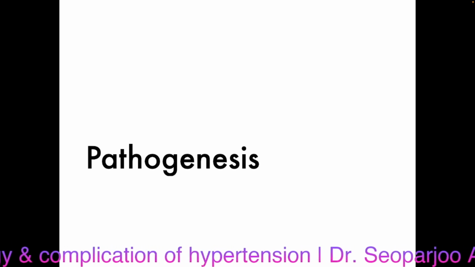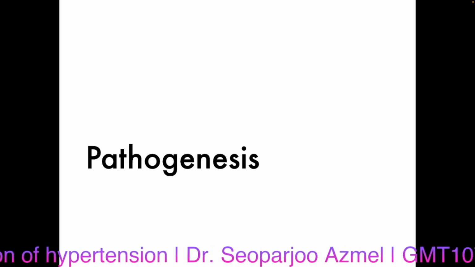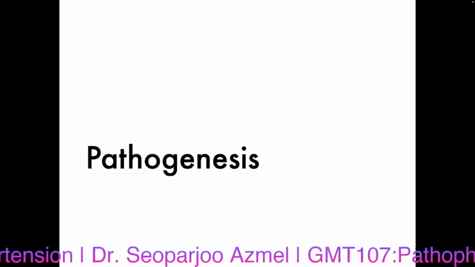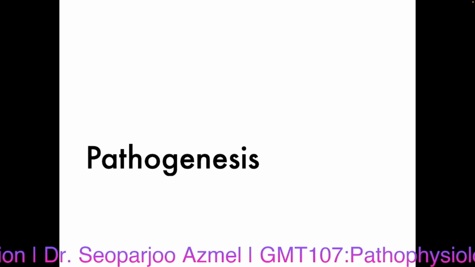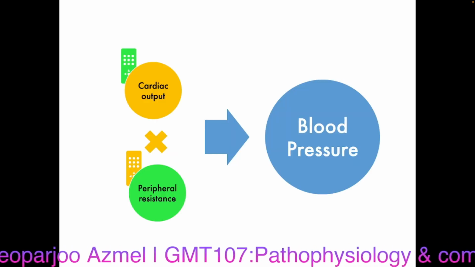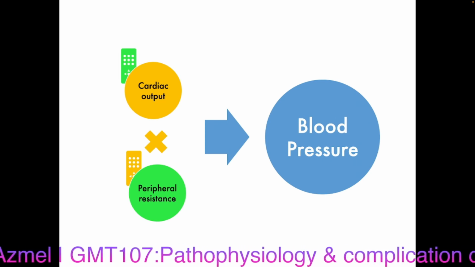Alright, so on to the pathogenesis. When you talk about pathogenesis, as I mentioned previously, you need to start from the risk factor or the etiological agents until the disease development. So you need to talk about the etiological agents and then end with hypertension, right? That is what pathogenesis is all about. Alright, before we go into details, we need to understand the control of blood pressure.